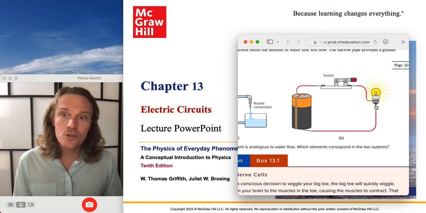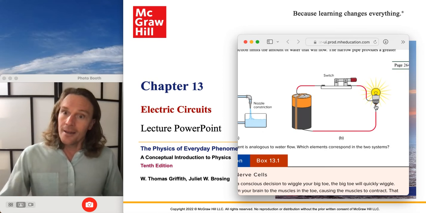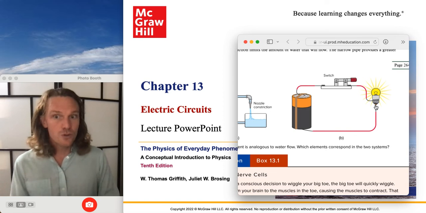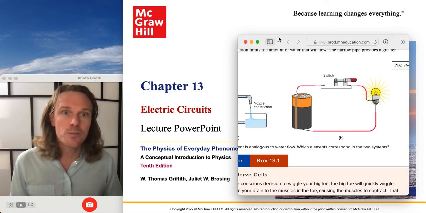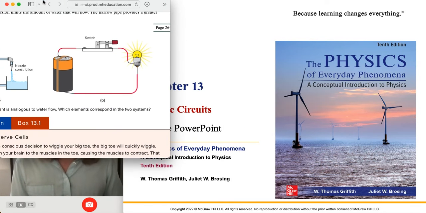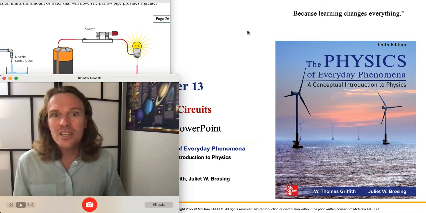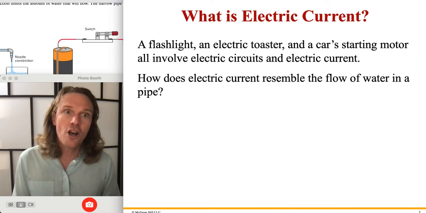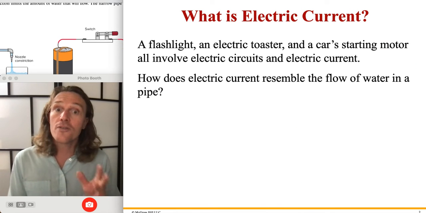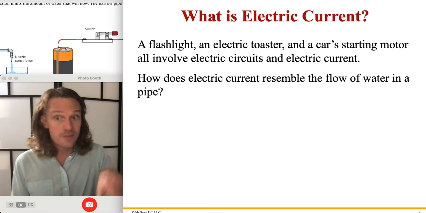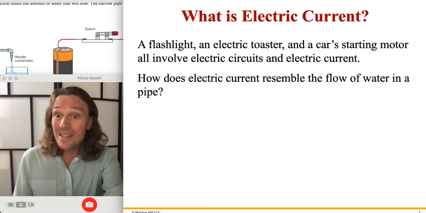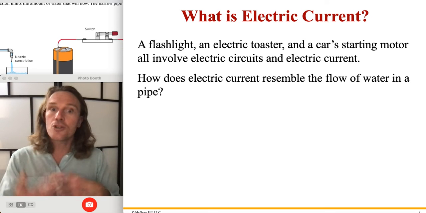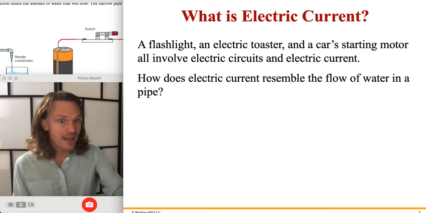But whatever it is that you're using the electricity for, it had to become current first, which we can understand through the electric field. To see a tie-in with the previous chapter, all right? Although the concept of the electric field will just naturally come up as we proceed. So a flashlight, an electric toaster, and a car's starting motor all involve electric circuits and electric currents, finished loops, okay? If you break the circuit, that means you broke the device, if it's an electrical device. How does electric current resemble the flow of water in a pipe? I think I've started to answer that, right?